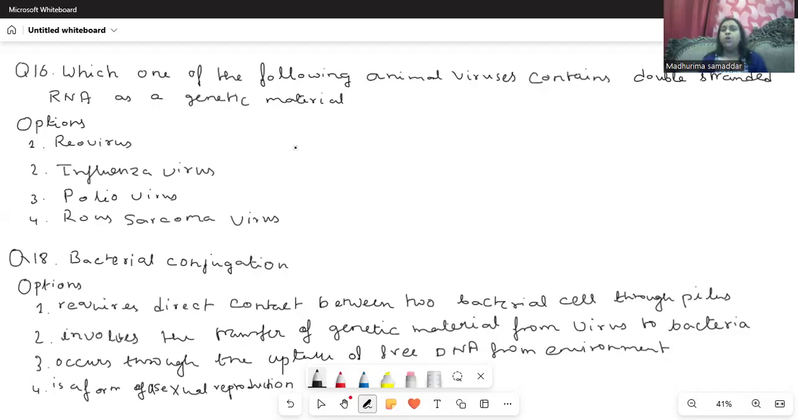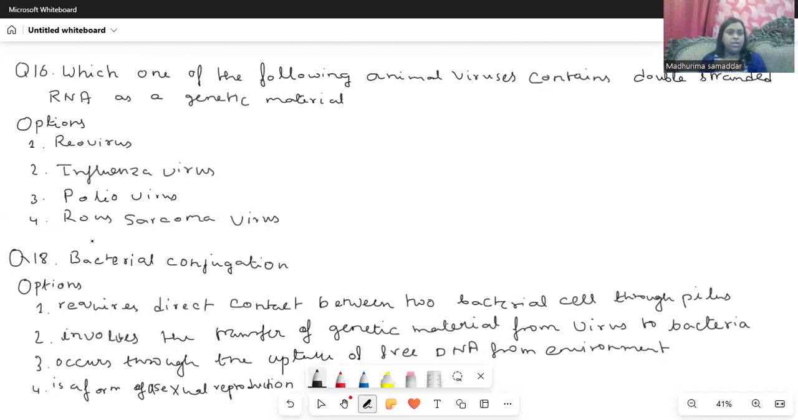Now, we already know that genetic material in almost all the living organisms is the DNA, which is double-stranded, except the virus. In case of the virus, RNA is the genetic material, not the DNA. So we have to find out, of these four options, which virus is having double-stranded RNA. That is our answer.